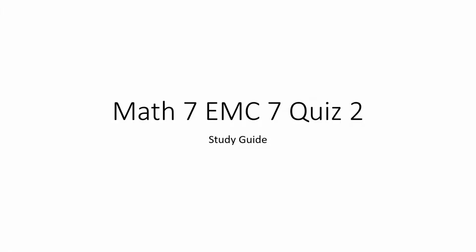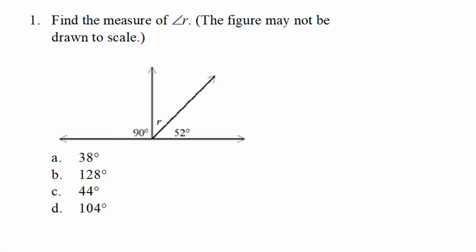Okay, so a little bit of a study guide for this quiz. Find the measure of angle R. Well, first we would know that the entire thing here is 180 degrees. So if I take 180 minus 90, that's 90, and I picked 90 because there's that. So my plan is I'm going to subtract that angle, and what's left is angle R.